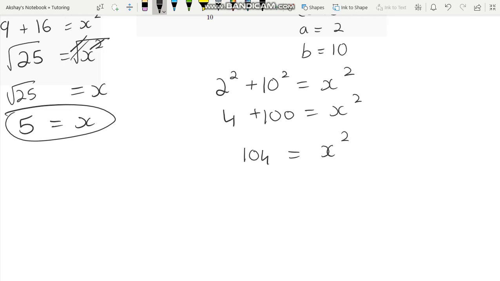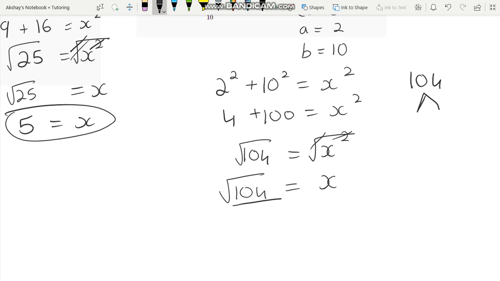And now again, to get rid of our square, we need to square root both sides of our equation. Now we know our square root and our square cancel out, so we're left with x on this side, but we have a square root of 104. We're going to see if we can simplify this any further to make it into a mixed radical. To do that, we can take our number that's inside and we start our tree diagram, which is 104.